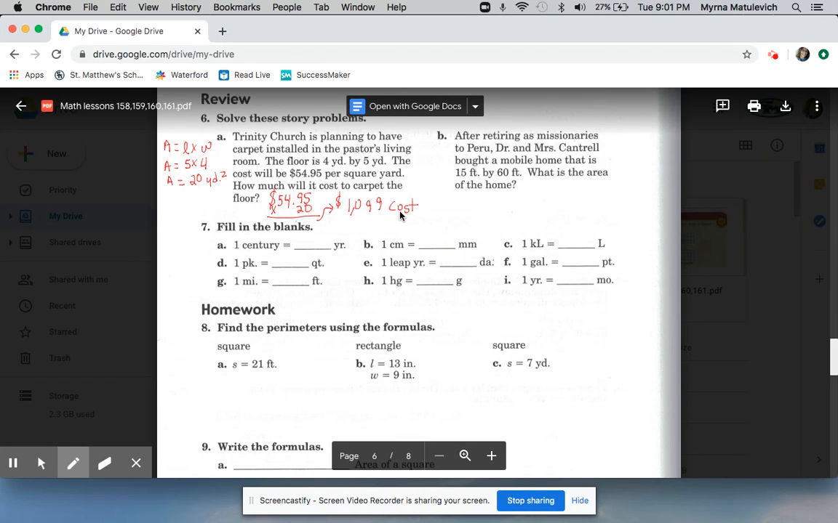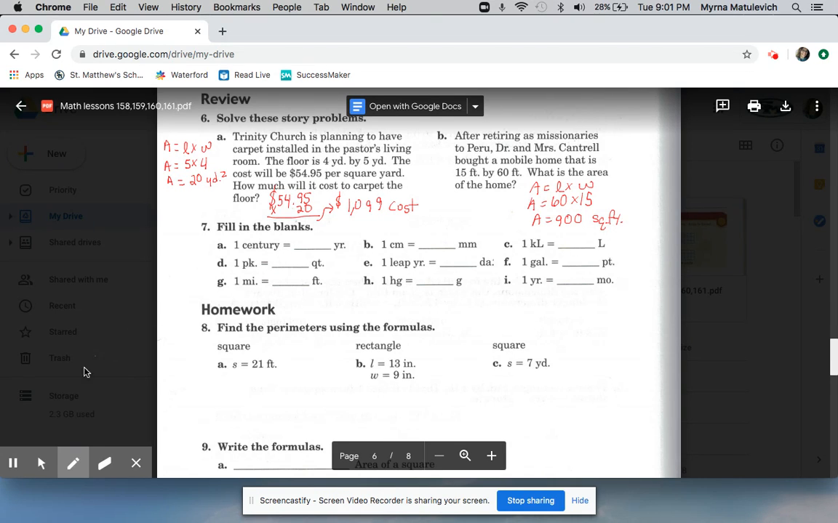That's the cost. B. After retiring as missionaries to Peru, Dr. and Mrs. Cantrell bought a mobile home that is 15 feet by 60 feet. What is the area of the home? So I know area equals length times width. Area equals 60 times 15. Area equals 900 square feet.